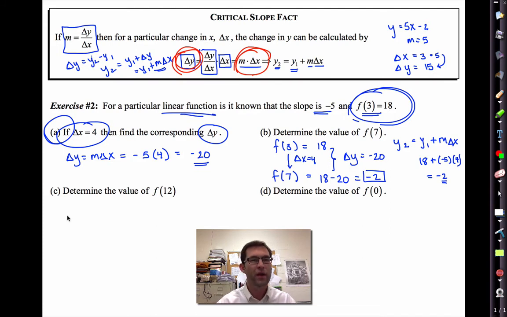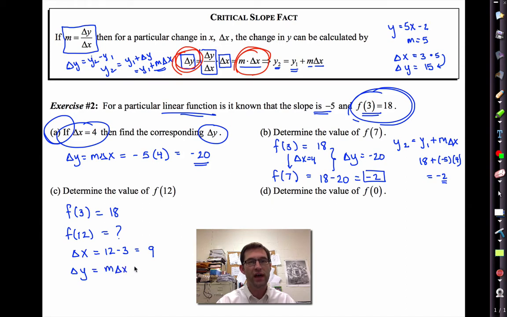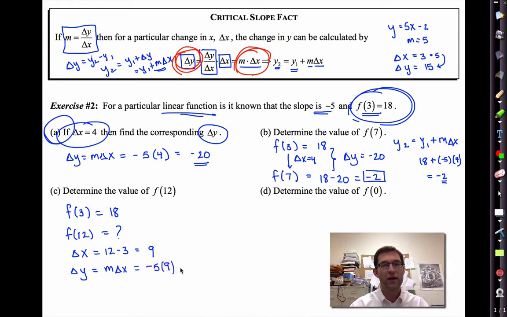All right, well, here we go. We know that f of 3 is equal to 18. We're looking for f of 12. What we know is our delta x, if you have to do the subtraction, 12 minus 3 is equal to 9. Therefore, the change in y, which will be m times the change in x, will be -5 times 9, or -45. But that means now that f of 12 no longer has to have a question mark behind it. We can just say that's y1 plus the change in y, which ends up being -27.